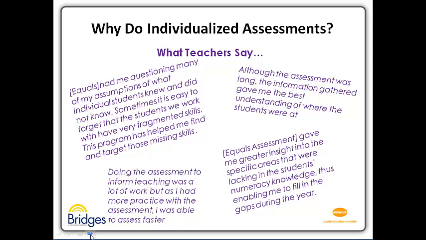The overwhelming response from the teachers who did do individualized assessments was that it was time well spent. They felt they had a better understanding of their students and their students' math knowledge than they had ever had in the past.